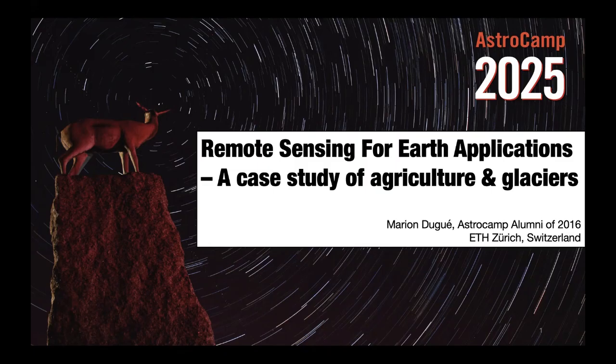Through my master's, I did a master's in geophysics, and I did a master thesis looking at using remote sensing for glaciers. And then I'm currently doing a PhD in Switzerland at ETH Zurich for agriculture. And so I took on the task of presenting a bit how we can use remote sensing for Earth applications, and specifically with those two case studies, because this is what I've personally been looking at.